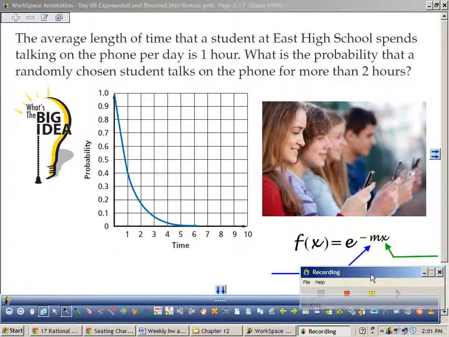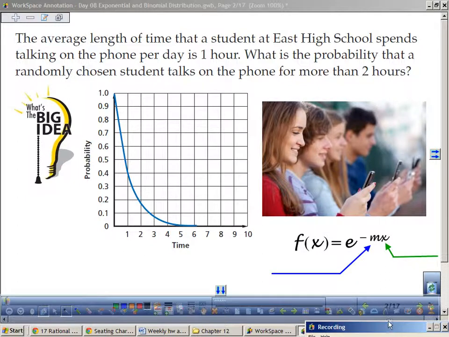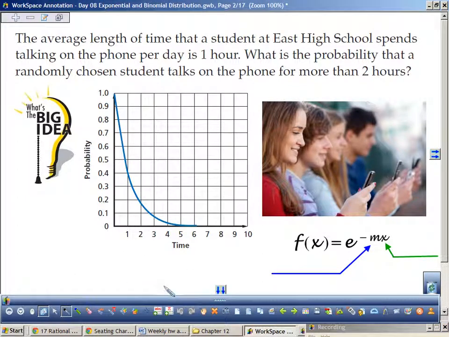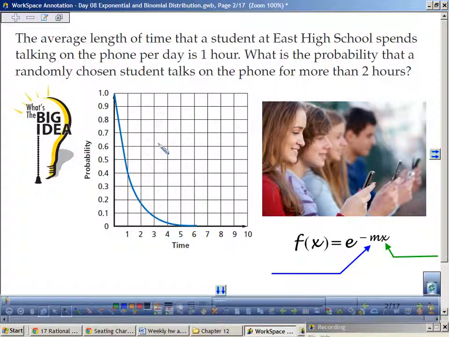Okay, so today we're going to talk about exponential and binomial distribution, which really isn't that bad. Another little tedious part, well actually it's a really big tedious part, but not that bad. Okay, so let's just look at an example to get kind of the big idea.